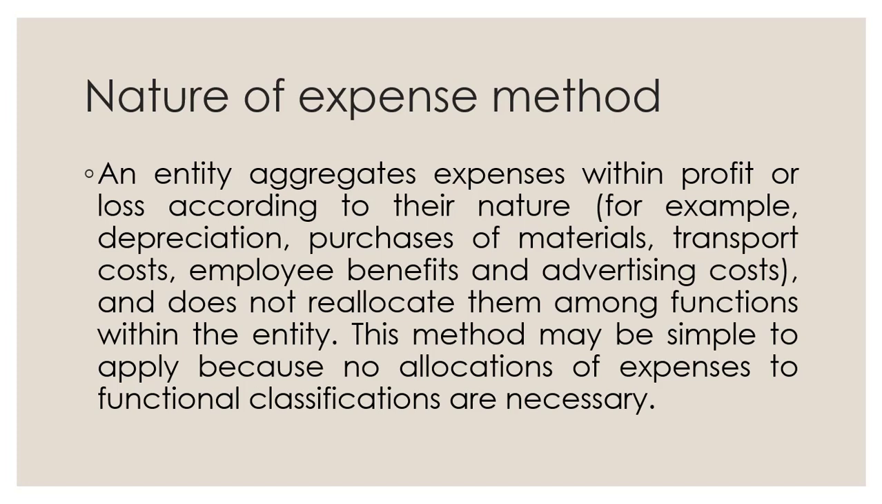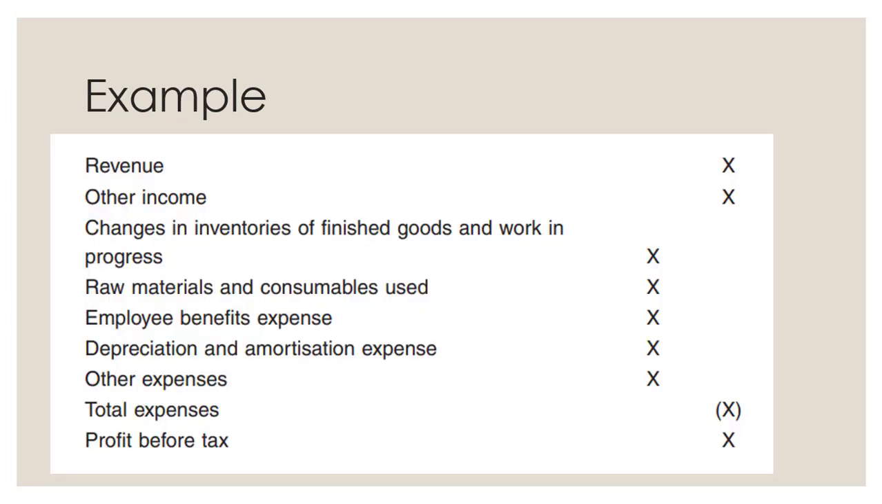So an example of that will be here. You can see we have revenue, other income, and then changes in inventory of finished goods and work in progress, raw materials and consumables used, employee benefits expenses, depreciation and amortization expense, other expenses, total expenses. So the focus is primarily on the nature of the expense.